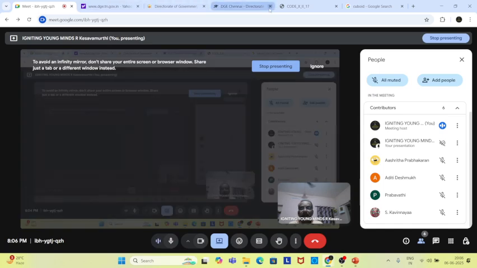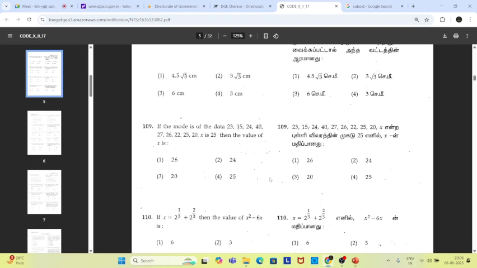Aditi, can you read 109? Yes, if the mode of the data 23, 15, 24, 40, 27, 26, 22, 25, 20, x is 25, then find the value of x.